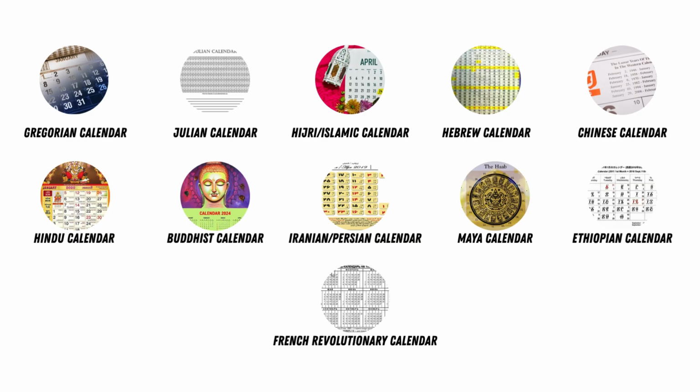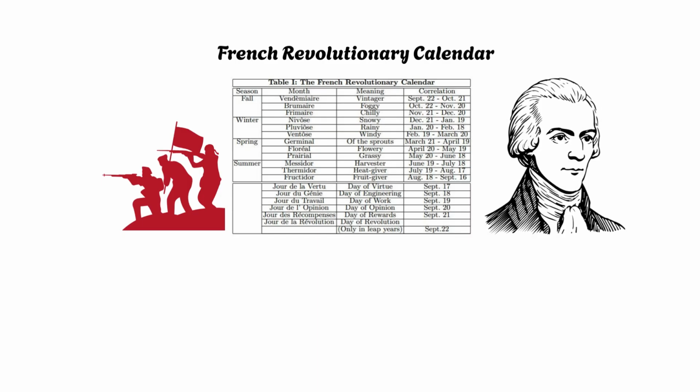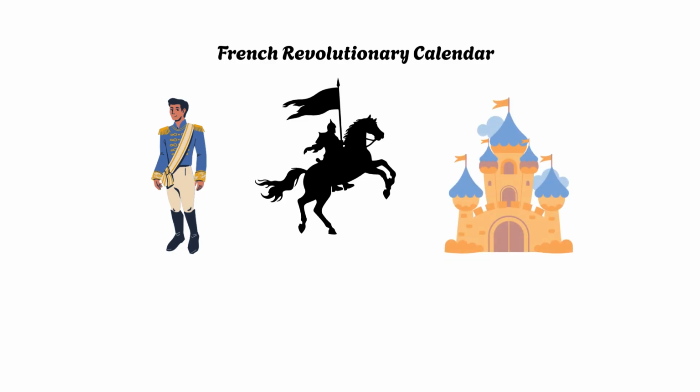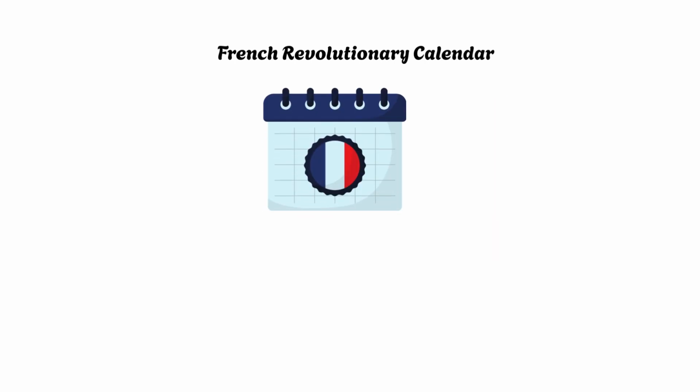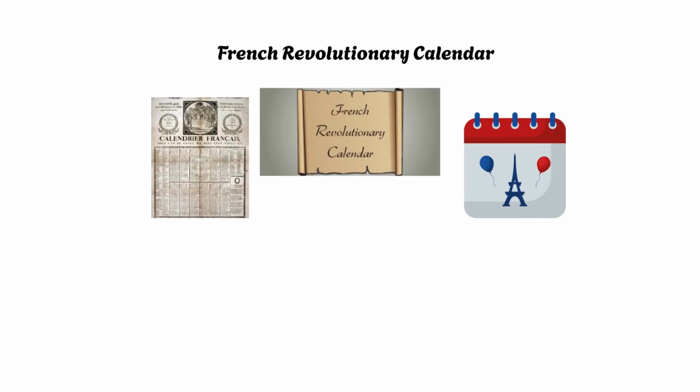French Revolutionary Calendar. The French Revolutionary Calendar was a new system of timekeeping created after the French Revolution of 1789. Its purpose was to break away from the old royal and religious systems. It was officially introduced in 1793, with year one starting on September 22nd, 1792, the day the French Republic was proclaimed. The year had 12 months of 30 days each, with names inspired by nature, like Vendémiaire, grape harvest, or Brumaire, fog. The remaining 5 or 6 days were called sans culottides and were used for festivals.